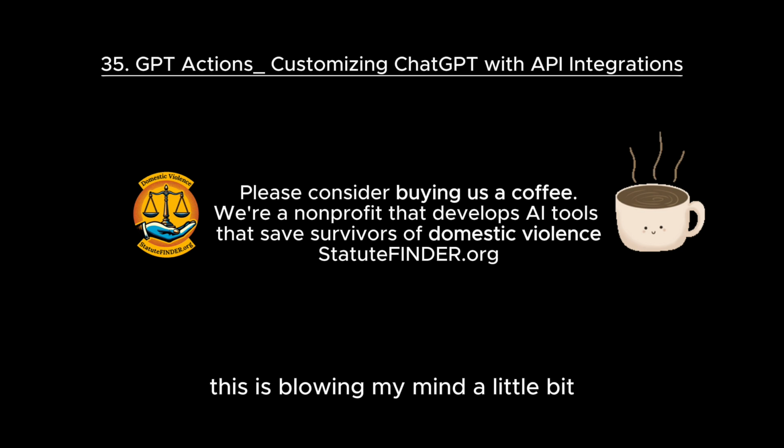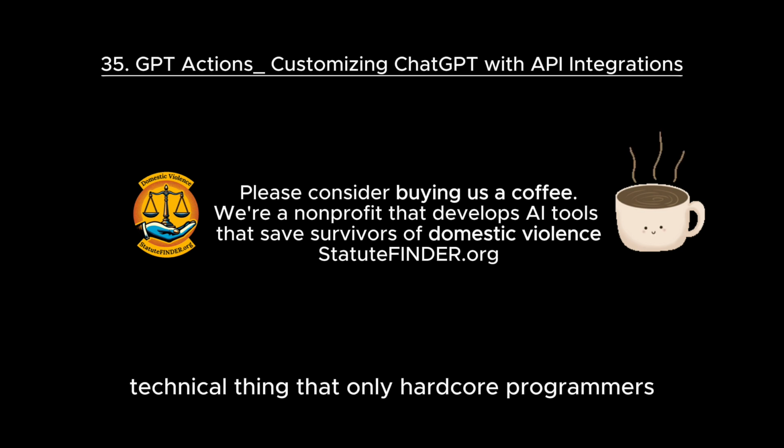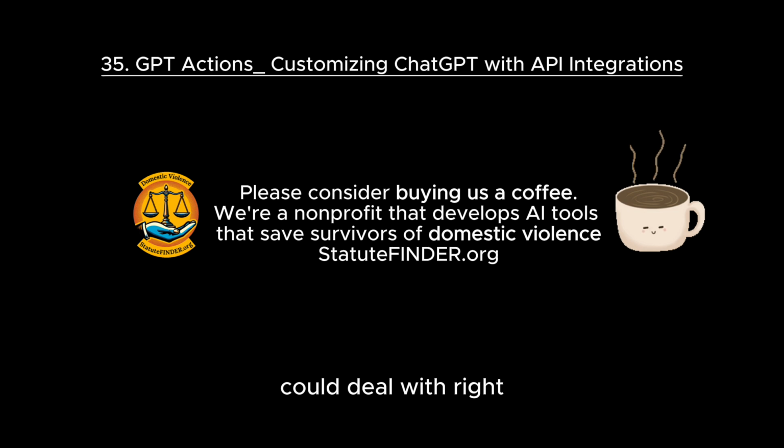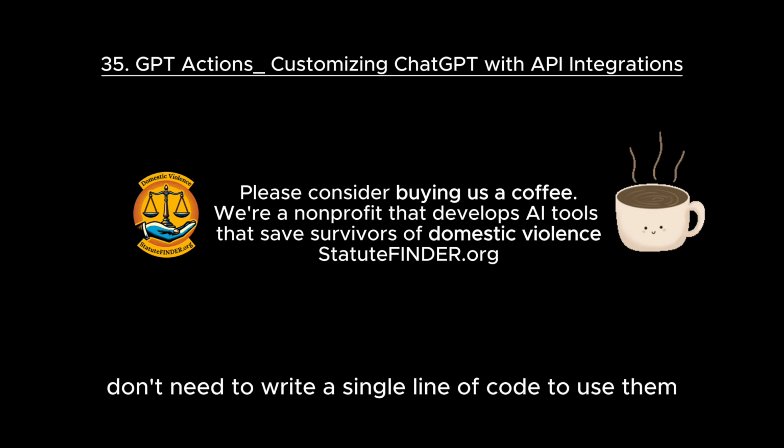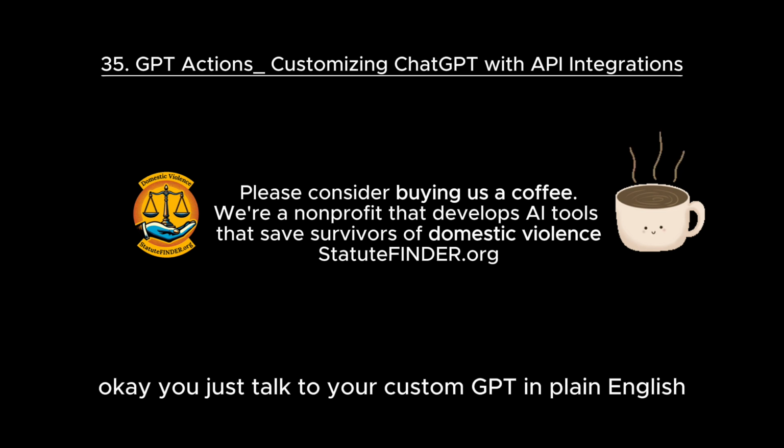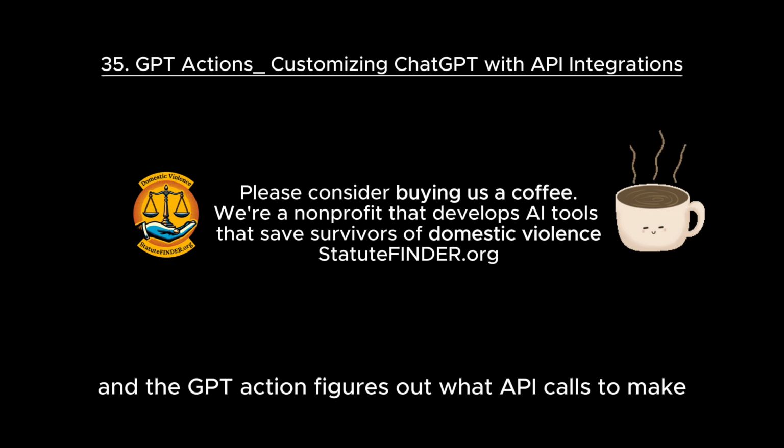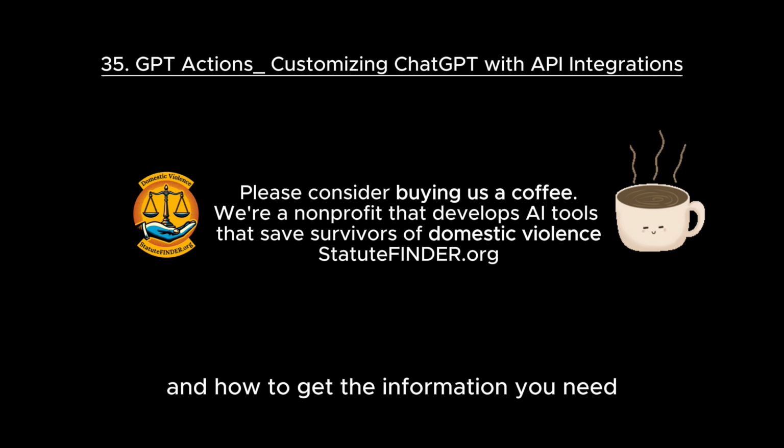This is blowing my mind a little bit. I always thought APIs were this super technical thing that only hardcore programmers could deal with. Right, and that's the beauty of GPT actions: they take all that complexity and hide it behind the scenes. You don't need to write a single line of code to use them. You just talk to your custom GPT in plain English, and the GPT action figures out what API calls to make and how to get the information you need.